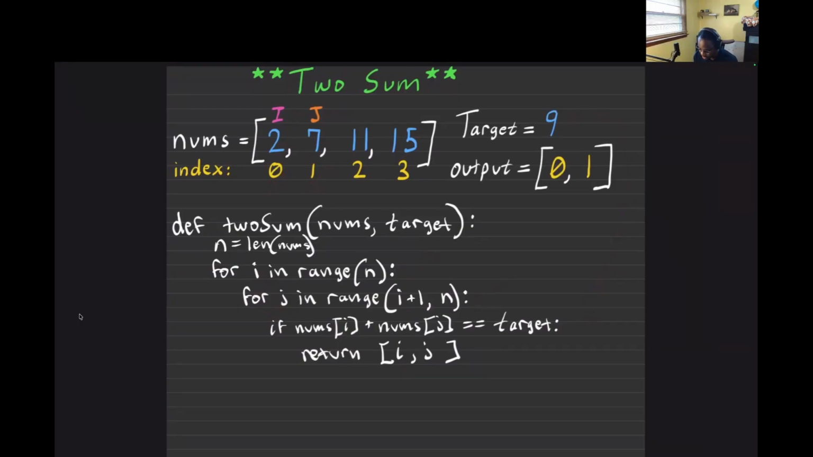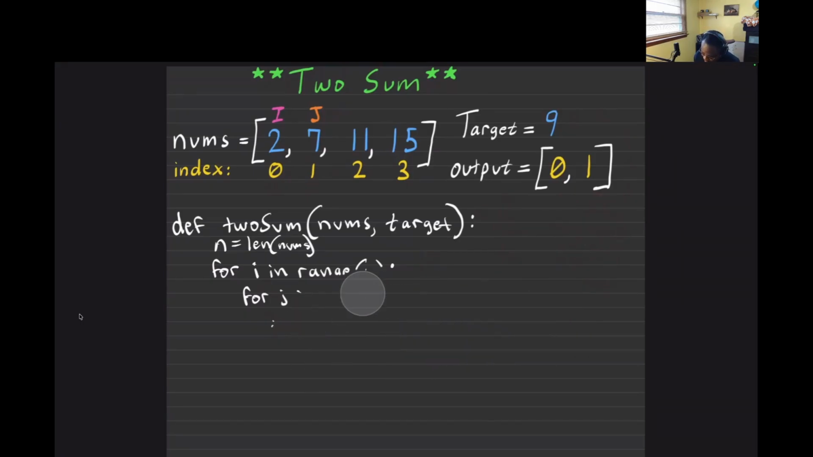Very straightforward there. The issue with this though is the time complexity is big O of n squared, and the space, thankfully, is O of 1, but this time complexity of n squared is not good. We don't want that. So what's the best solution for this? The best solution is to use a hash map.